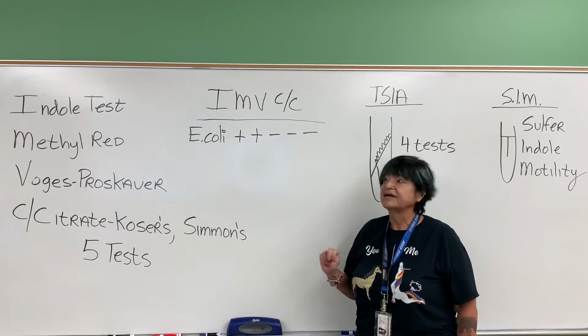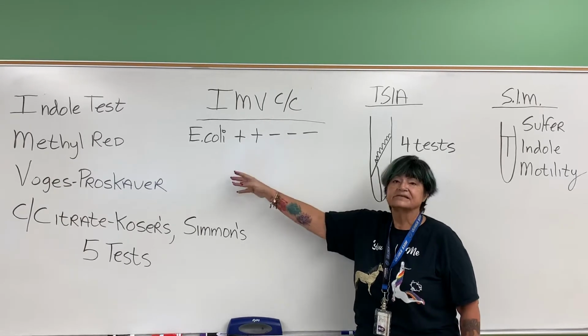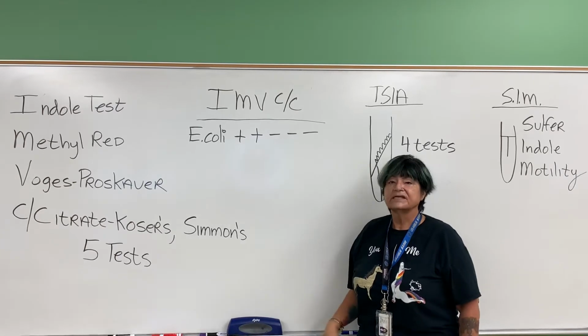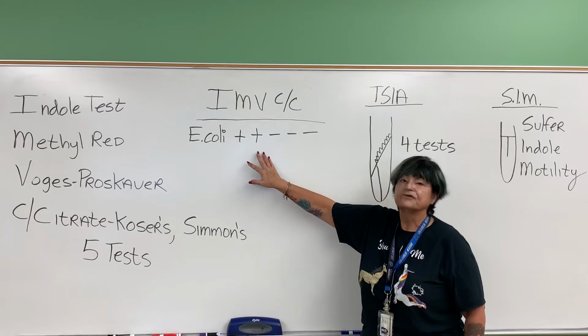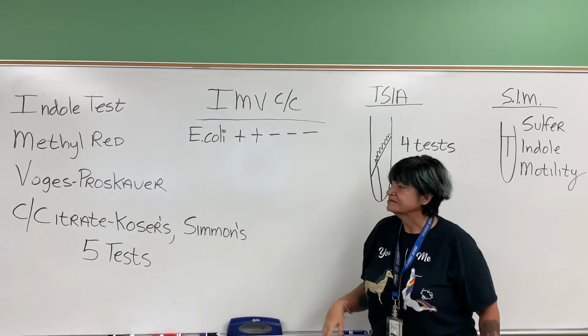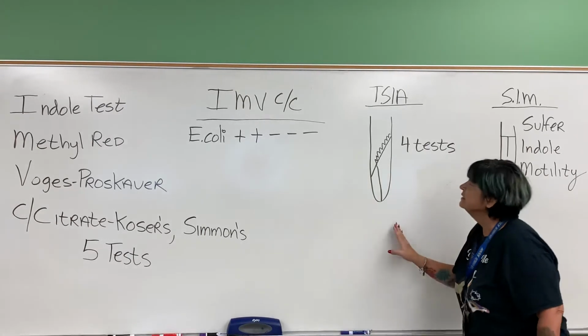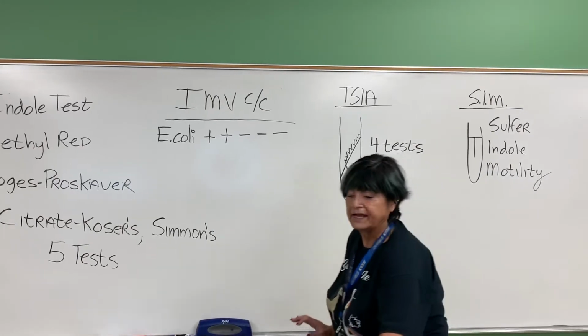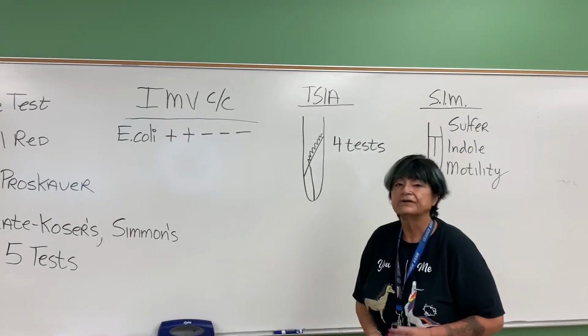So the IMVIC pattern is the biochemical fingerprint of bacteria. No 2 bacteria have the same pluses and minuses. And based on those, you can actually name your bacteria. So that will be really helpful for E. coli and his cousins.